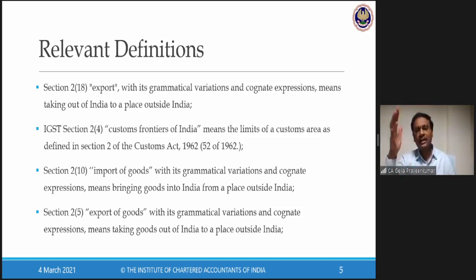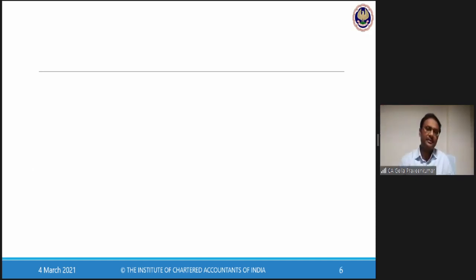Maybe 1 or 1.5 marks would be given for that grammatical variation. Cognate expression means the intent of the law: the intent of the expression says that the goods should be meant to go out of India to a place outside India. The moment goods don't go out of India, there is no cognate expression. Cognate means inherent interpretation that the goods are actually intended to go out of India.